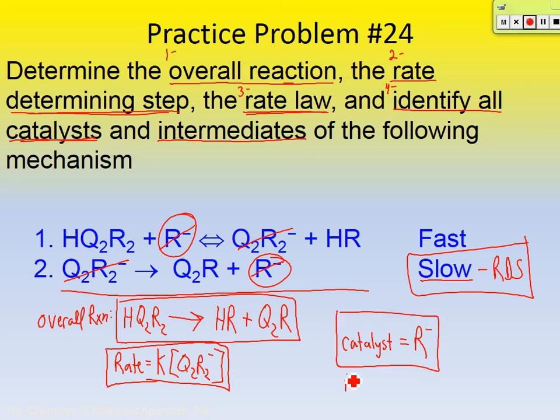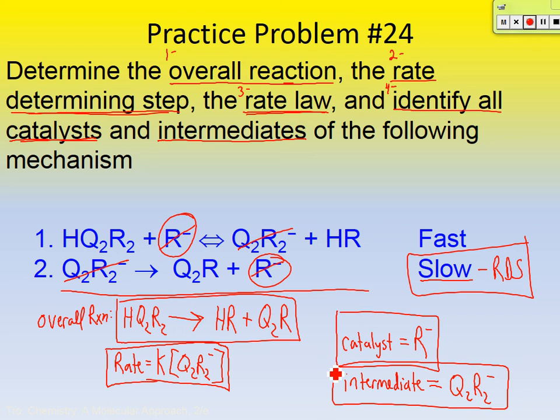And my intermediate is something that cancels out in the mechanism and it doesn't show up in the overall chemical reaction. If we look here, Q2R2 minus is being canceled out. It doesn't show up in my overall reaction. So Q2R2 minus is my intermediate.